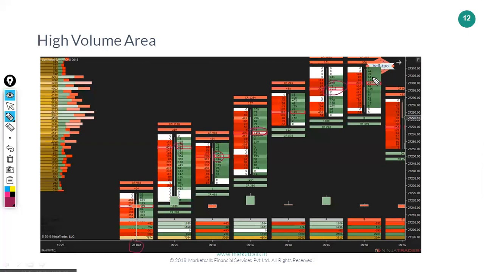The price is traveling in high liquidity zones. That's what it means. When the price is traveling in high liquidity zones, and that is resulting in a higher volume, that means a good transaction is happening among the buyers and sellers. The buyers and sellers agree, and a good facilitation of trade is happening over there.